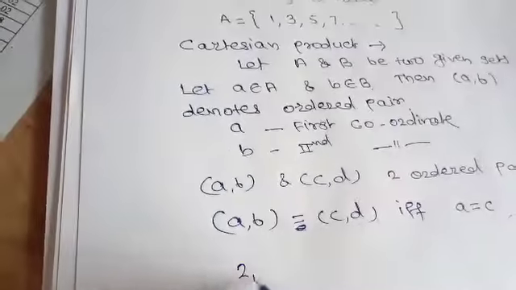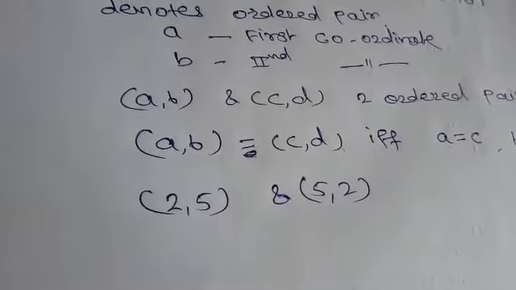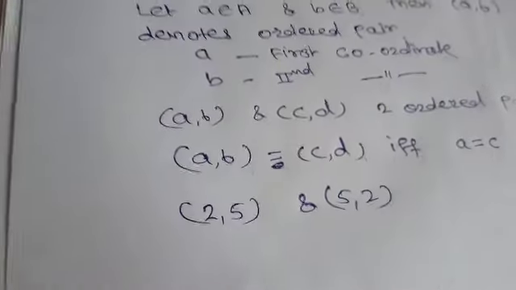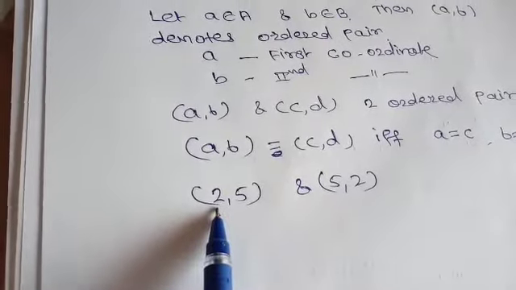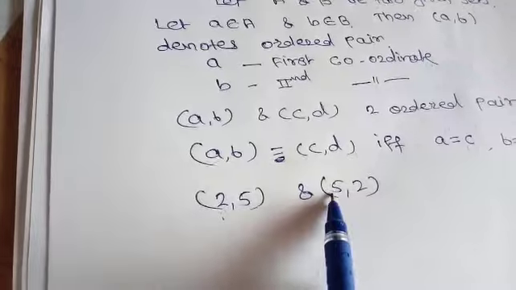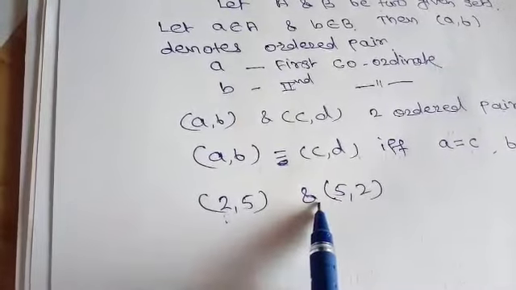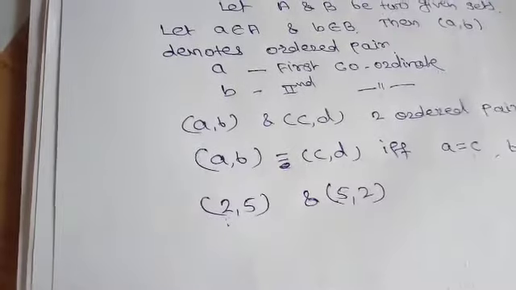In the similar way, you can see that (2, 5) and (5, 2), these are two ordered pairs, but these are two different pairs, because in the first ordered pair, the first coordinate is 2 and here first coordinate is 5, both are different. So these two ordered pairs are different because there is an interchange in their sequence.